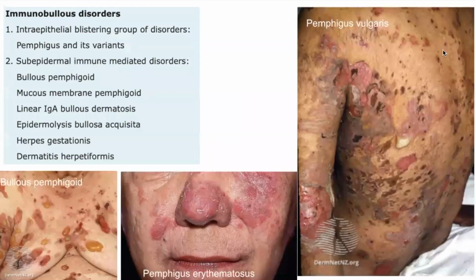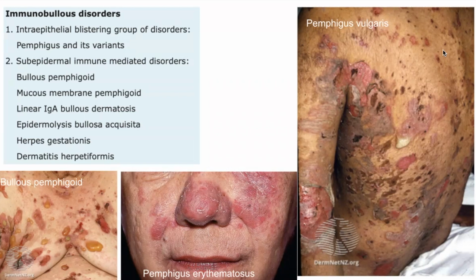Let's go through some examples of key differentials within each etiology or cause of blistering eruptions. The first one is autoimmune or immunobullous disorders. These can include a variety of different types of autoimmune blistering disorders, some that we have already mentioned, including bullous pemphigoid, as we can see here, pemphigus and its variants, so that includes pemphigus vulgaris, pemphigus foliaceus, IgA pemphigus, pemphigus erythematosus, and so on and so forth.